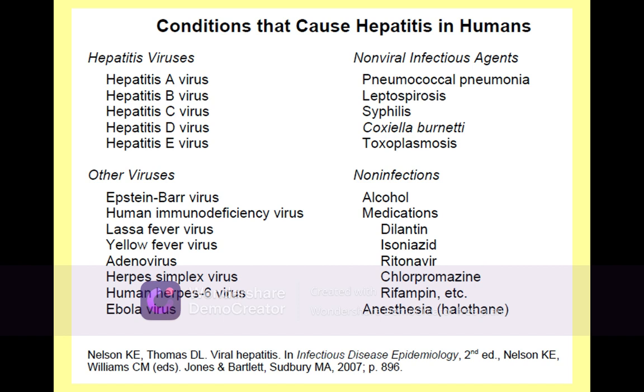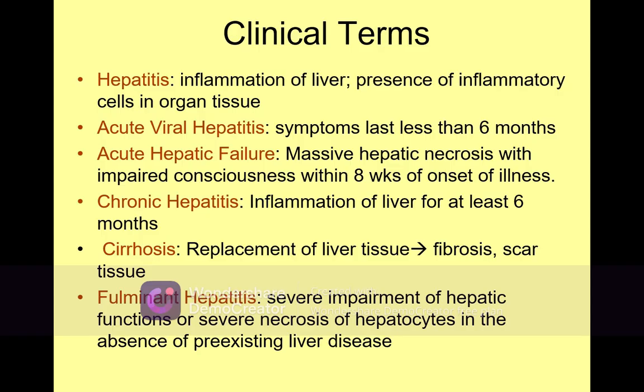Non-infectious causes are alcohol and medications like Dilantin, phenytoin, isoniazid, ritonavir, chlorpromazine, rifampicin, NSAIDs, halothane, etc. There are many other drugs which can cause it. Chemical agents and poisons can affect the liver, and the patient will come with acute hepatitis. The clinical terminology is hepatitis. Acute means acute, chronic means chronic.